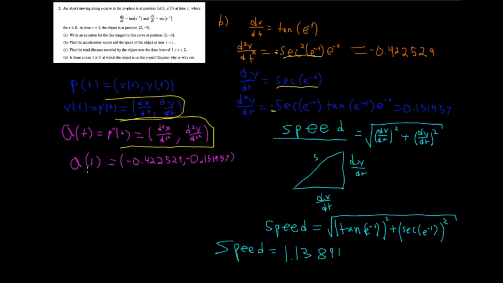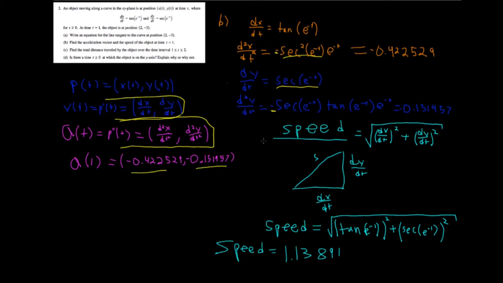And then since we're at time 1, when we want to find the acceleration vector, we're going to plug in 1 for these t's. So d2x/dt squared is going to be negative 0.422529, which we're going to put over here. And then d2y/dt squared is going to be negative 0.151957, which we're going to put over here. So this is going to be our acceleration vector at time t equals 1. And then for the rest of the problem, we need to figure out the speed of the object at time t equals 1.